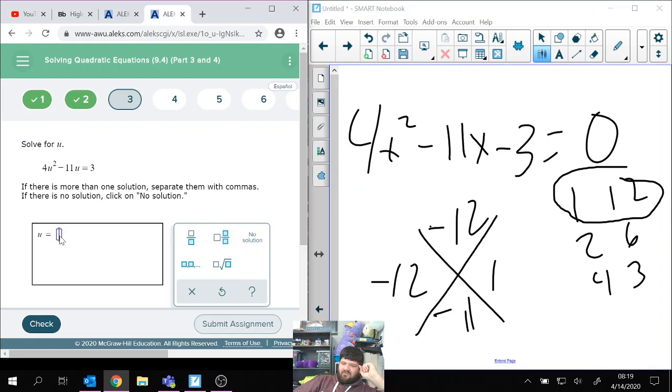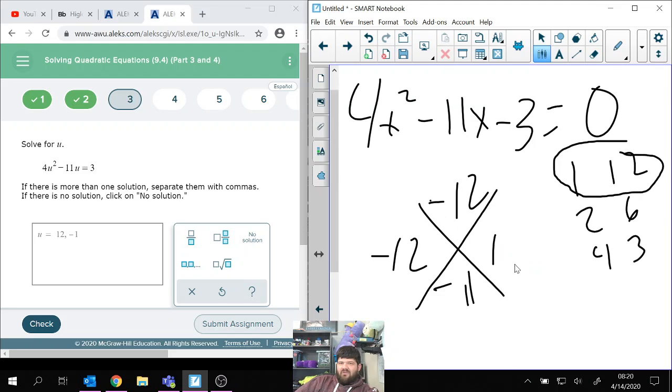Some of you might say, oh, look, now all of a sudden it's just 12 and -1, because we just said it's the opposite. But remember, you can only do that shortcut when this a value is 1. So this a value is 4, which means now we have to go factor by grouping.